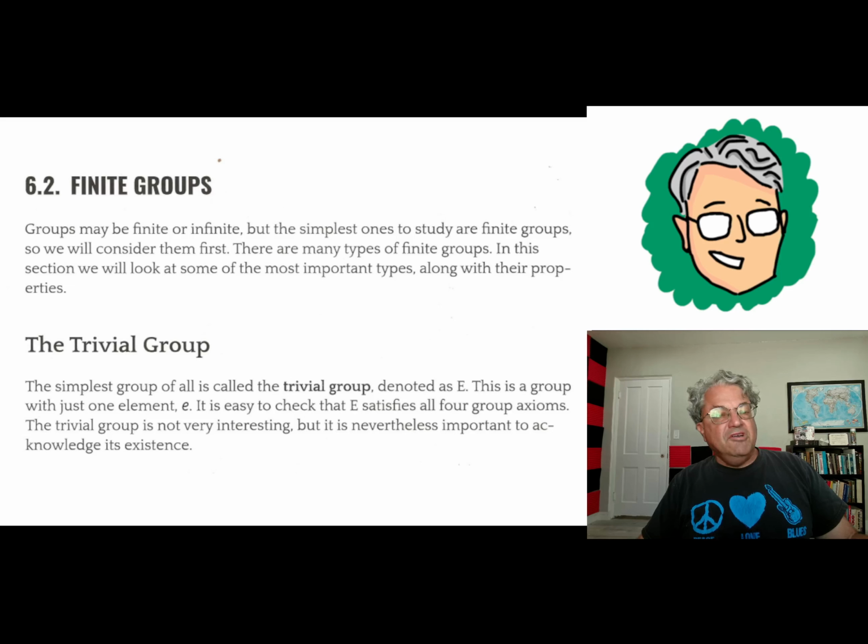And like I said, the simplest group of all is this group called the trivial group. And it's not really a very interesting group. It's just a group with a single element. Remember I said when I was defining groups that every group has to have an identity element, which we call E? Well, the trivial group is the group where that's the only element. And you can check for yourself that all 4 axioms are satisfied by the trivial group.